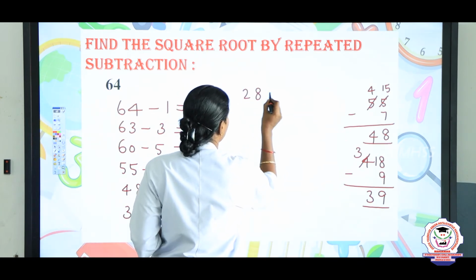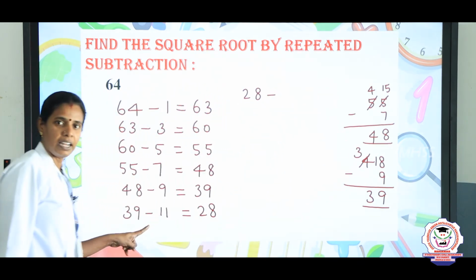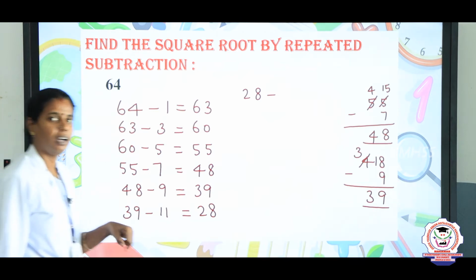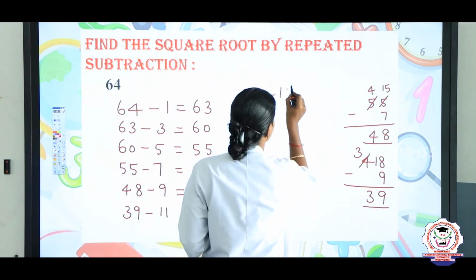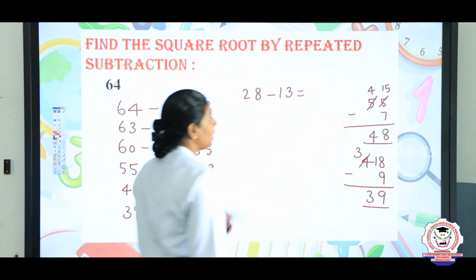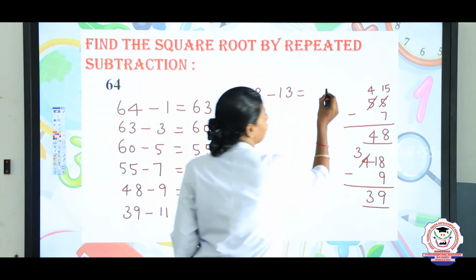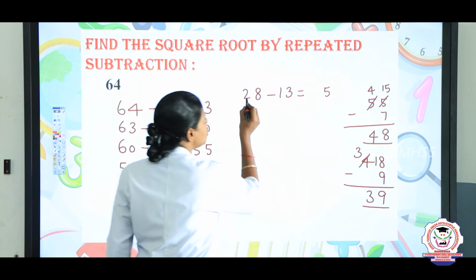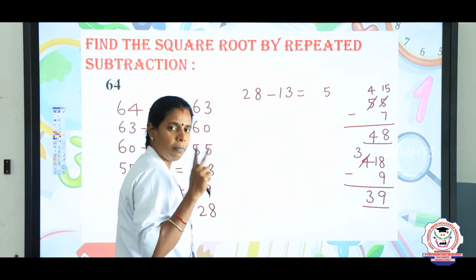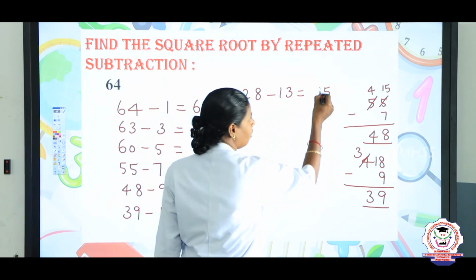28 minus the next odd number. Next to 11, what is the next odd number? It is 13. Subtract now 8 minus 3. 8 minus 3 is 5. 2 minus 1. 2 minus 1 is 1, right?